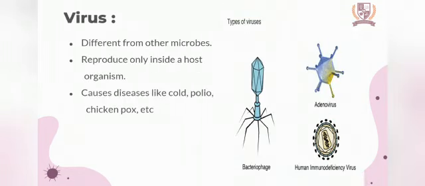The last category of microorganisms are the viruses. Viruses differ from other microorganisms in many aspects. One of the most important factors for this is that a virus can reproduce only inside a host organism. They are smaller than any cell, and that is why we require a powerful electron microscope to view a virus. One of the most interesting features of a virus is that it lies on the borderline of living and non-living.